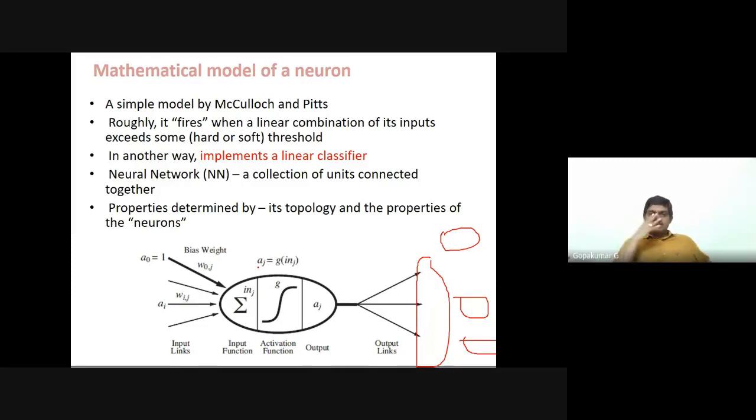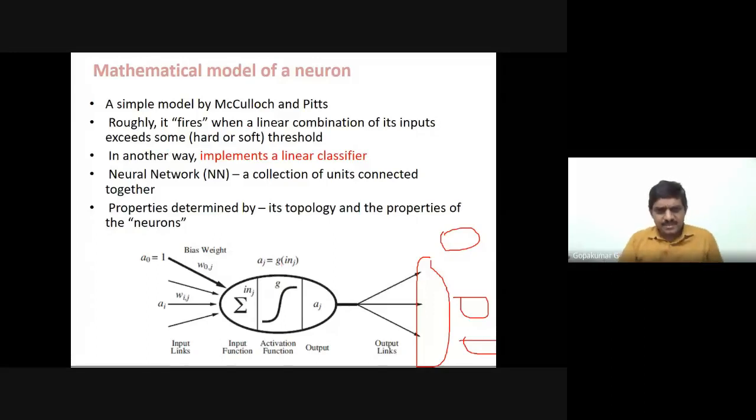So what is a neural network? It's a collection of units, and this neural network is determined by its topology. Topology means the structure of the graph, which represents the connection of one neuron with the other neurons, and the properties of the neurons. Now we'll go to the structure of a single neuron.